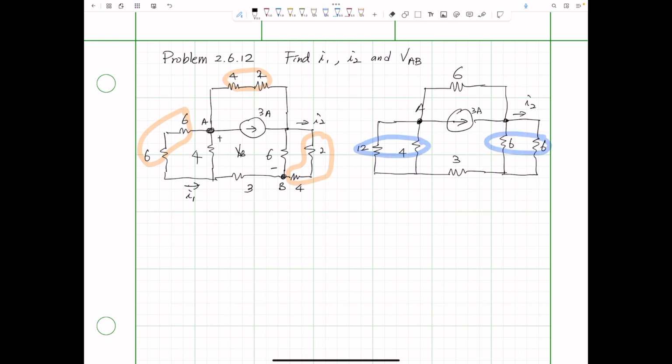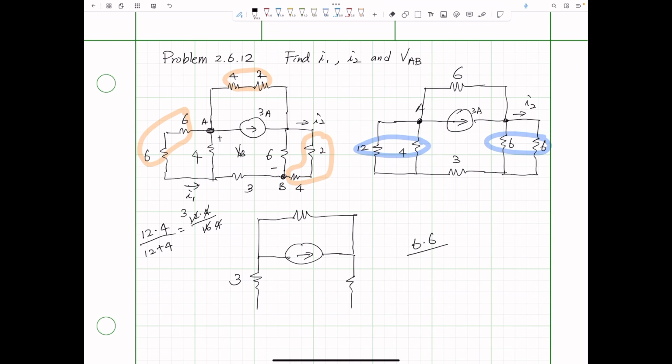When we combine the parallel resistors, we multiply in the numerator and add in the denominator. So we have 12 times 4 over 16, which is 4 and 4, 4 and 3. Therefore, we have 3 ohm on this side. And for this side, we have 6 and 6. Multiply numerator and add denominator: 36 over 12, which is 3.